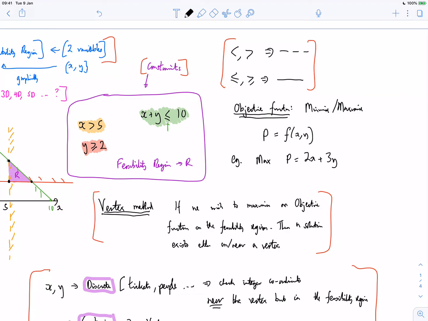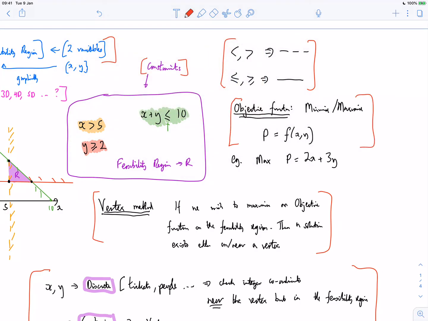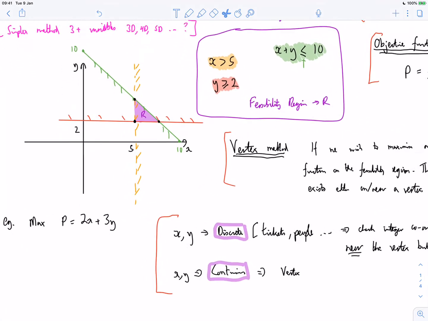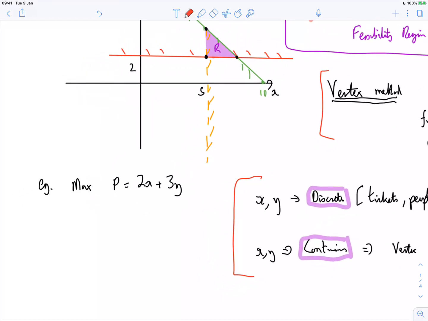Okay, so my objective function is usually something like this, and it's a function of both x and y. And let's suppose I want to maximize this for a given objective function, that is P is 2x plus 3y. What we do is we draw this line first and we pick some number of P. All we're interested in is the gradient. So a common trick I do is I say, well, what's the lowest common multiple of 2 and 3? Well, that's 6. So let's say 6 is 2x plus 3y.